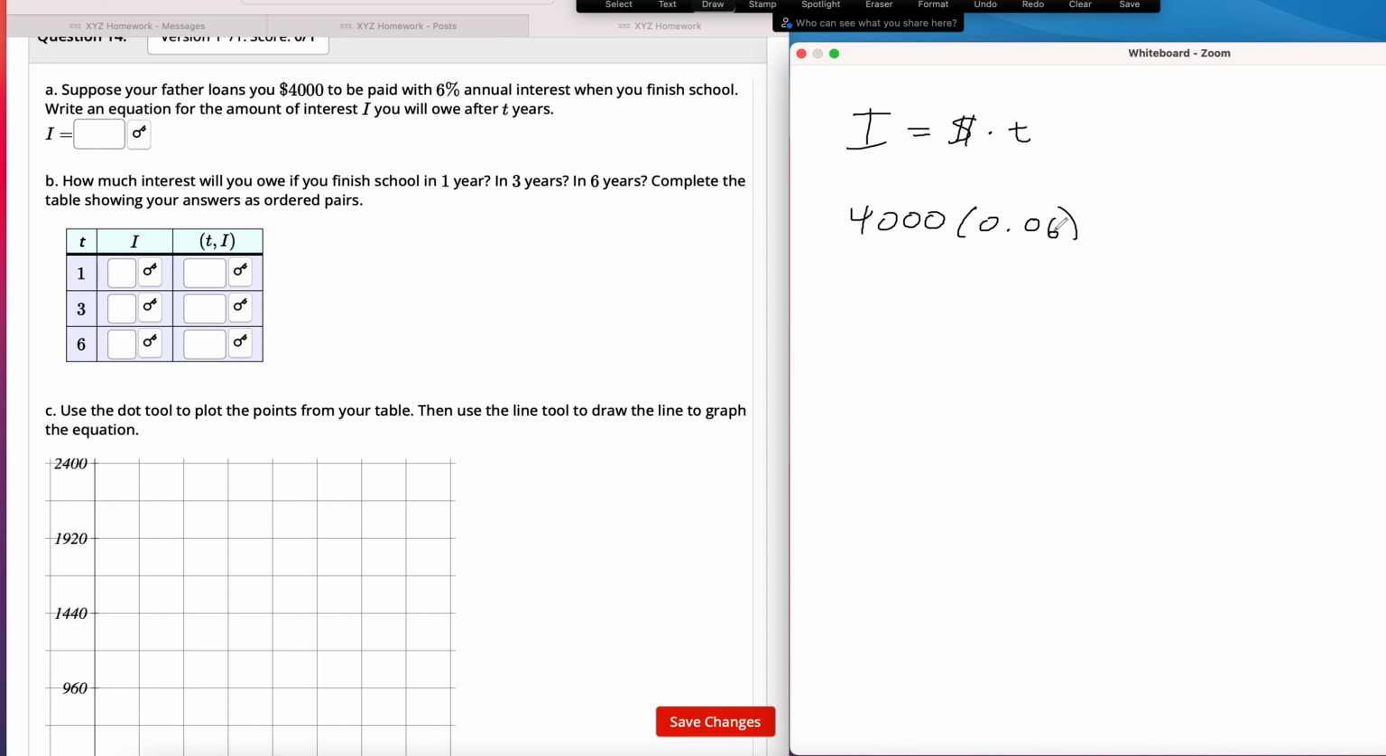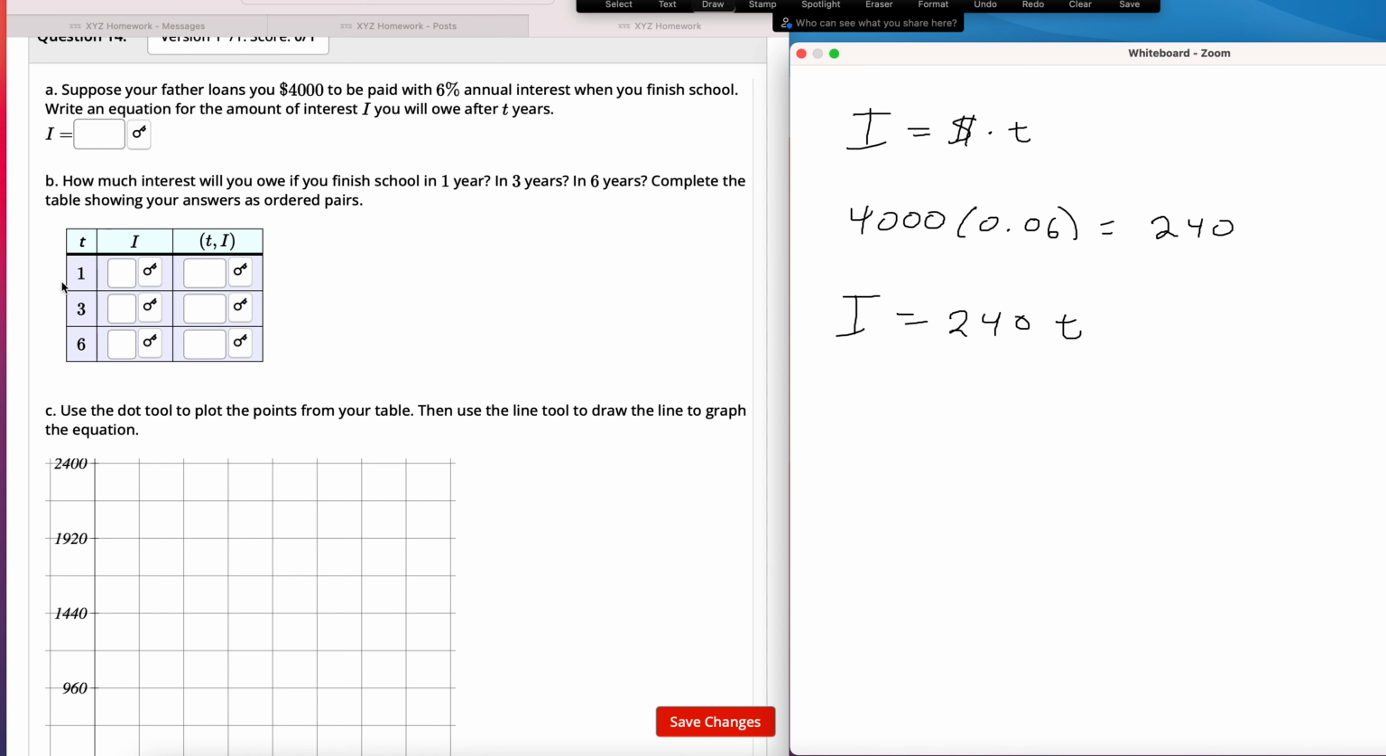Just remember, when we're working with percentages, 6%, we go 2 places to the left to change to a decimal to do math with it. So then 6% of 4,000 would be $240. So that means our equation here, big I, would equal $240 times T, or the number of years that you owe the money.